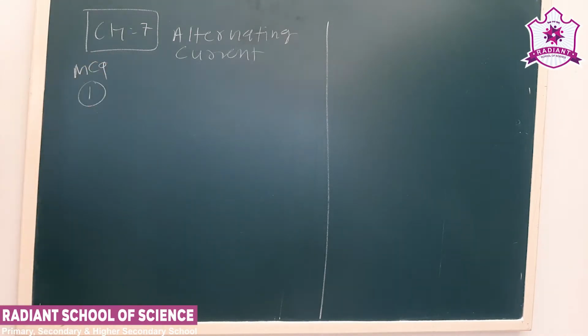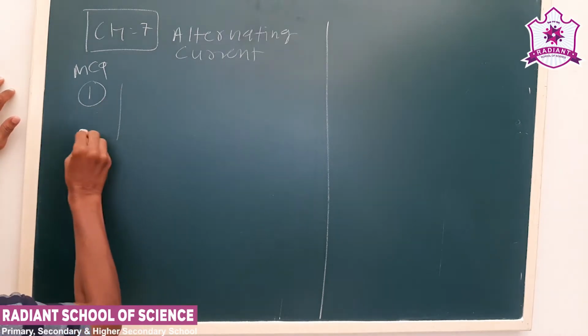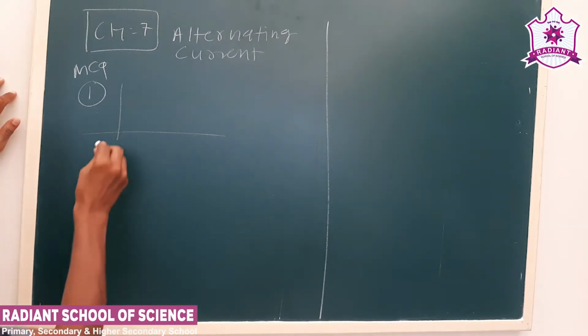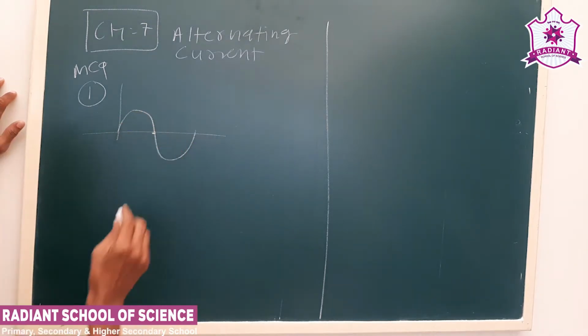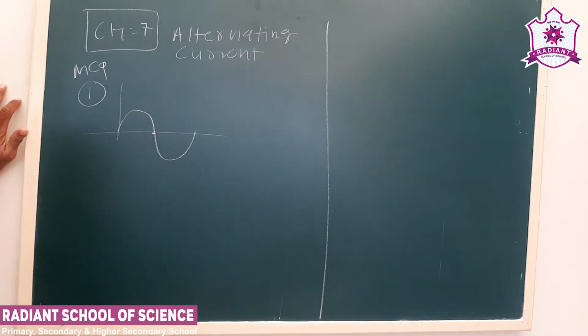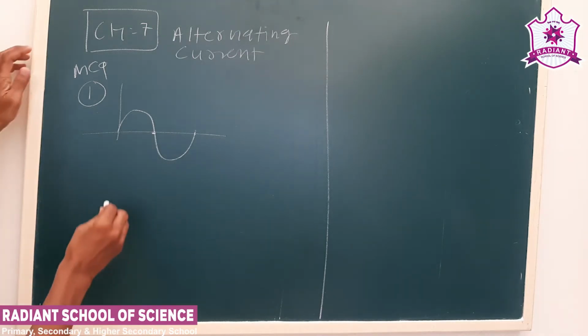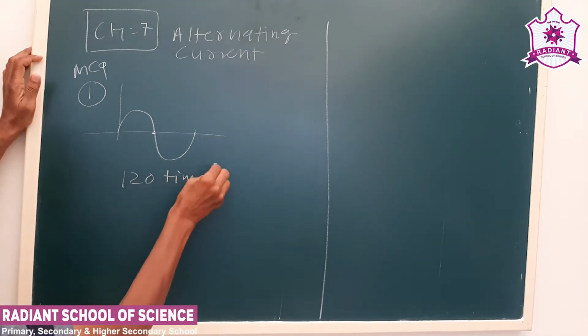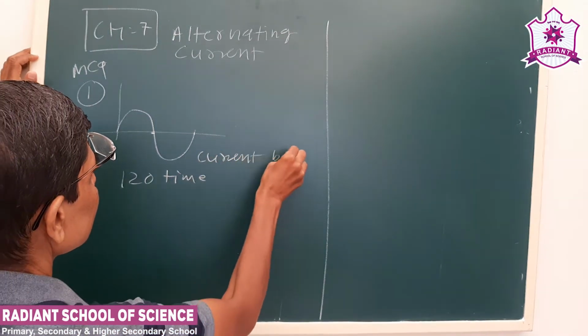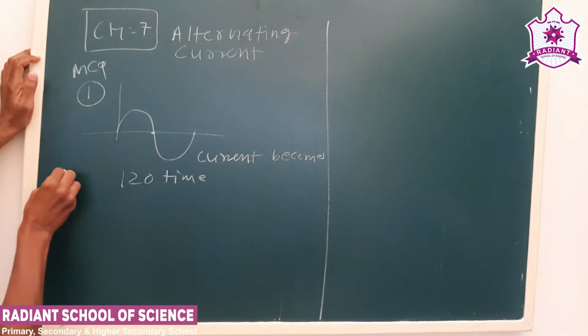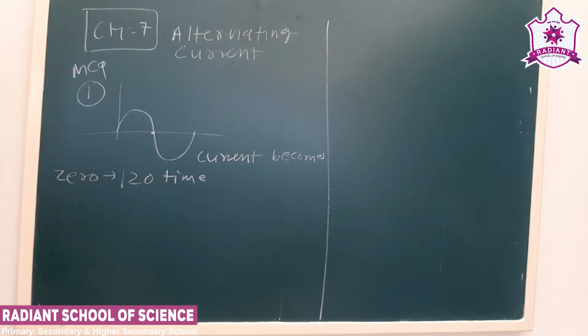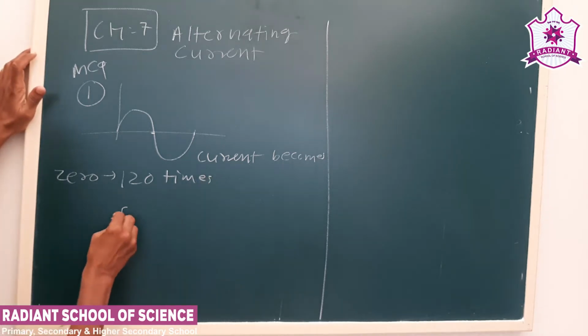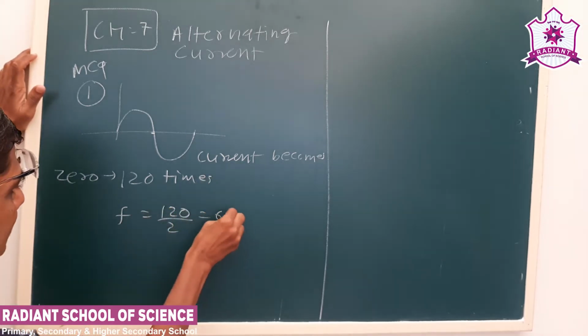In an AC circuit, in 1 second the current changes to 0 value 120 times. Here it has become 0, here also it has become 0. So what will be the frequency? Now see, in one cycle the current becomes 0 twice. So the frequency will be 120 by 2, that is 60 hertz.